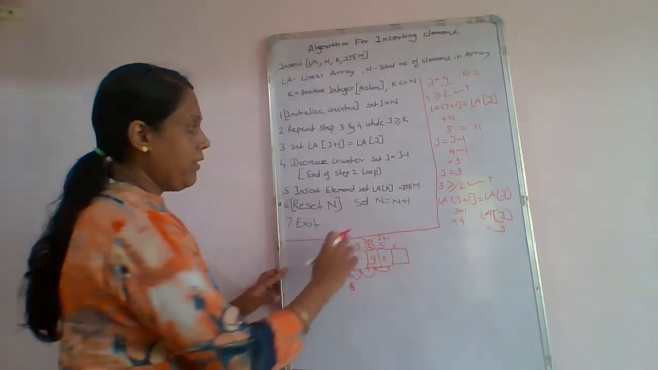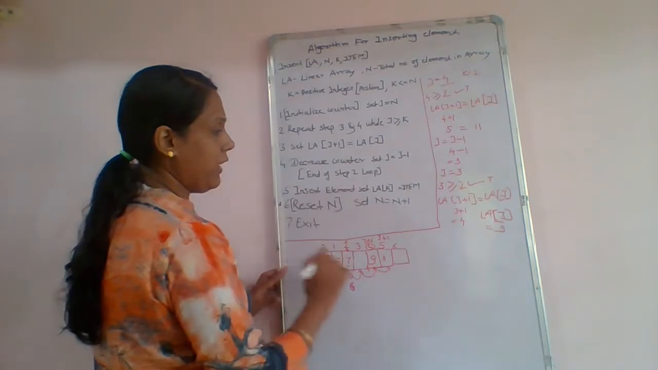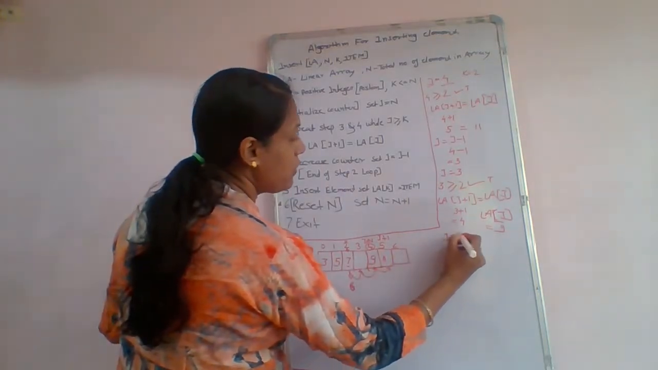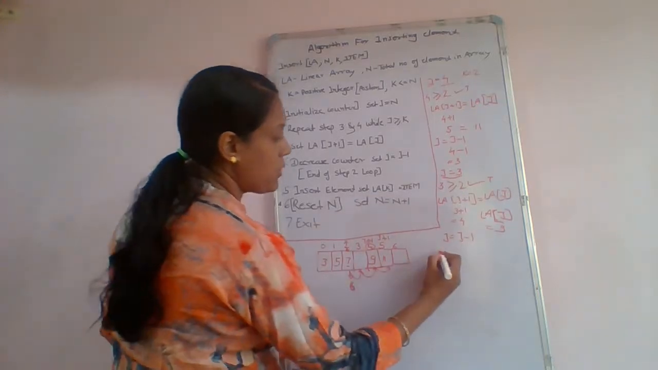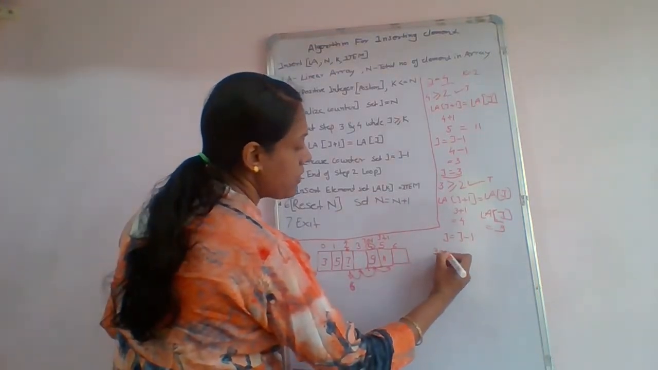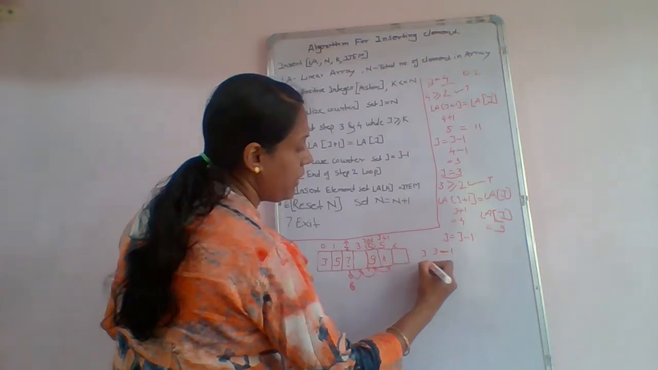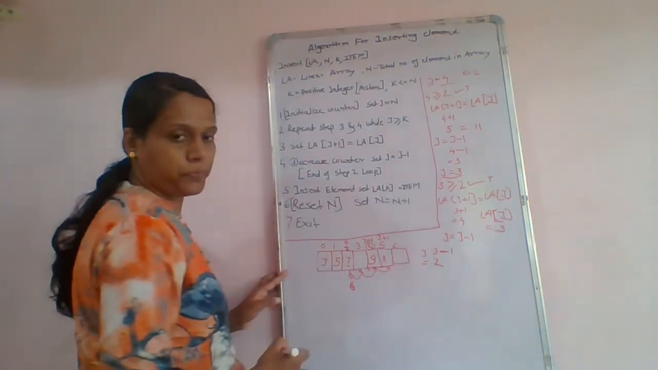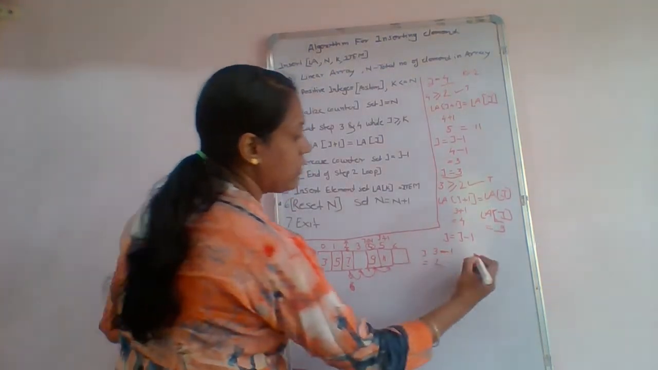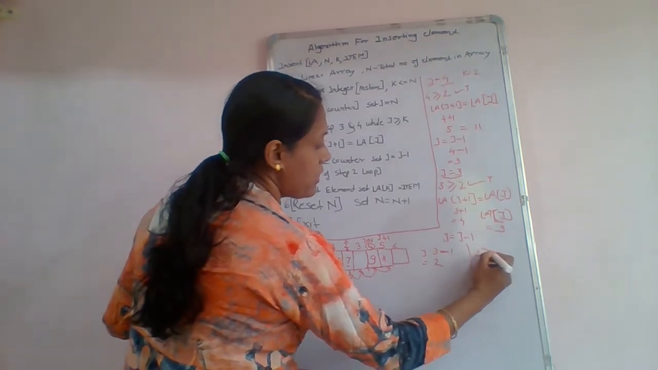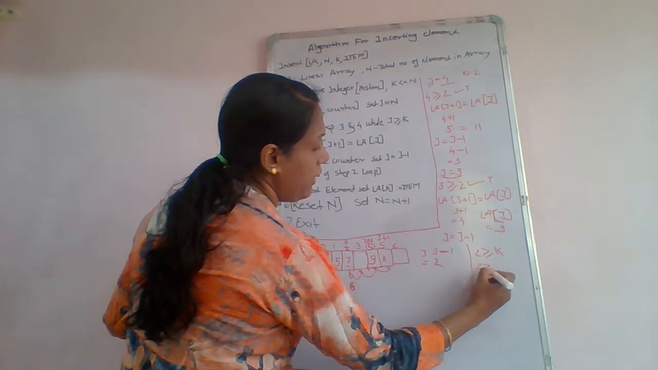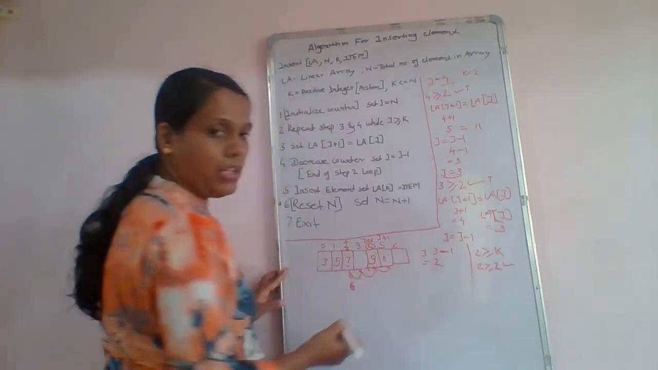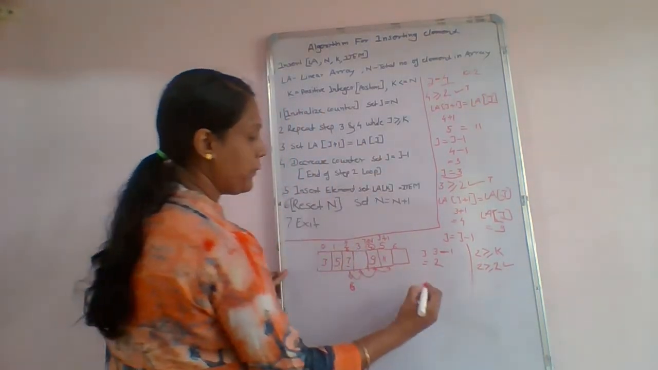Okay. Now decrease the counter again. So j equals j minus 1. What is the previous j? 3. So 3 minus 1, so j becomes 2. We'll check: 2 is greater than or equal to k. 2 is greater than or equal to 2. The condition is true, so it will come in.